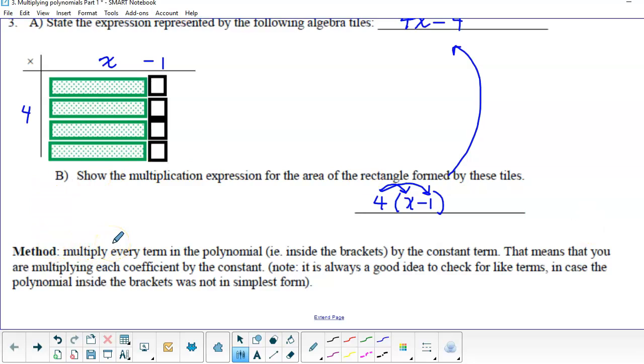Okay, so here's the method in words. Multiply every term in the polynomial, that is inside the brackets, by the constant term. That means you are multiplying each coefficient by the constant. Note, it is always a good idea to check for like terms in case the polynomial inside the brackets was not in simplest form. If this bracket is in simplest form, which these have been, then you're not going to have to collect any like terms at the end if you're multiplying by a constant.